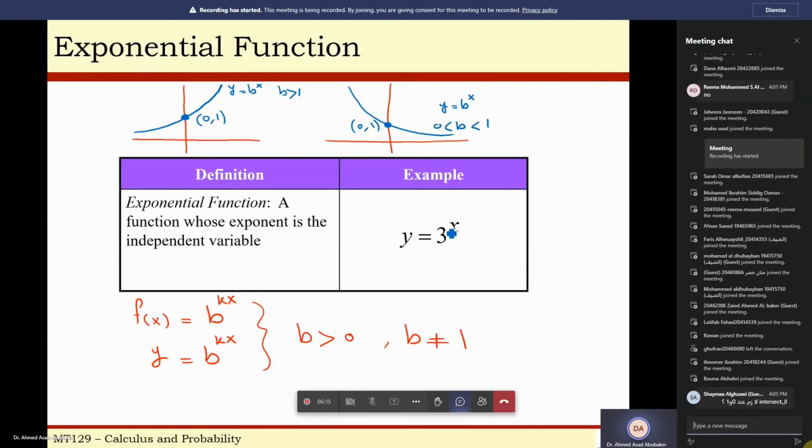Okay, this is an example of the exponential function. y equals (3/2) to the power x, or to the power 2x, or to the power minus x. No problem. Here k is a real number, but k not equal to 0, because with 0 multiplied by x, we have power 0. So we have b to the power 0, which is the constant 1.